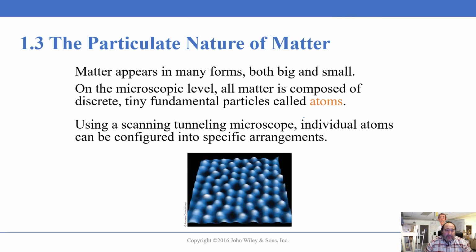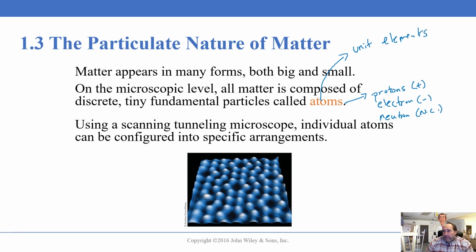So let's talk a little bit about matter. Matter, as I mentioned, is pretty much what everything's made up of. And on the microscopic level, pretty much all matter is composed of atoms. Atoms are made up of, as we'll talk about in a later chapter, protons, which are positively charged particles, electrons, which are negatively charged particles, and neutrons, which have basically no charge. And atoms are the basic unit of elements.